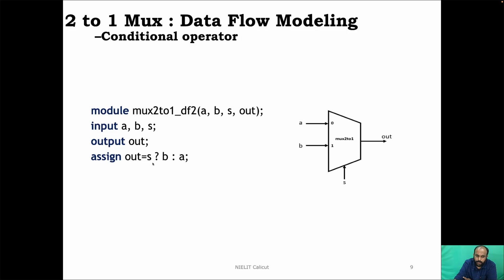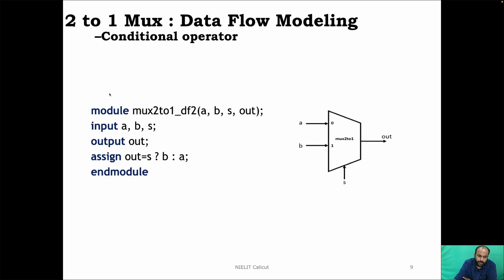So I am writing S question mark B colon A. The meaning of this is whenever S is 1, B will go to the out. Whenever S is 0, A will go to the out. Okay. So that completes the specification in a single line. You are good to write endmodule. So this is also data flow modeling because it is using operators only, and it is using the conditional operator, which is a special type of operator.